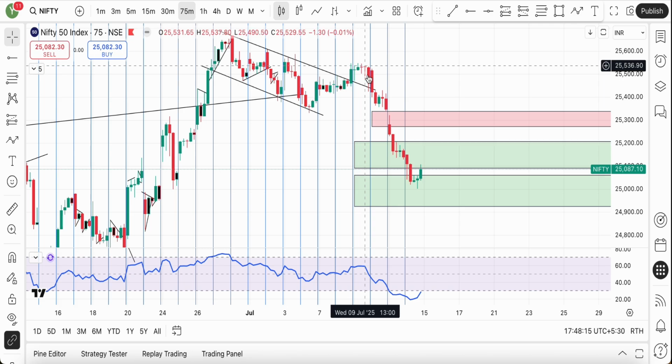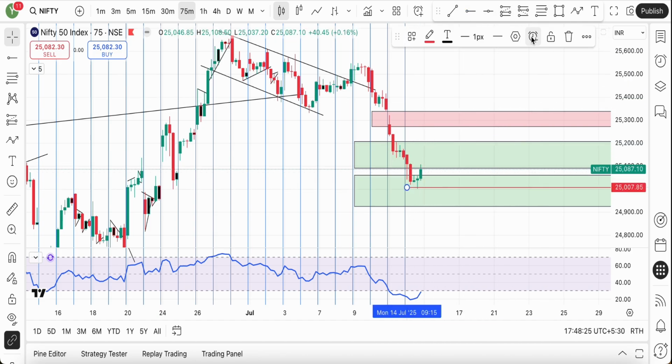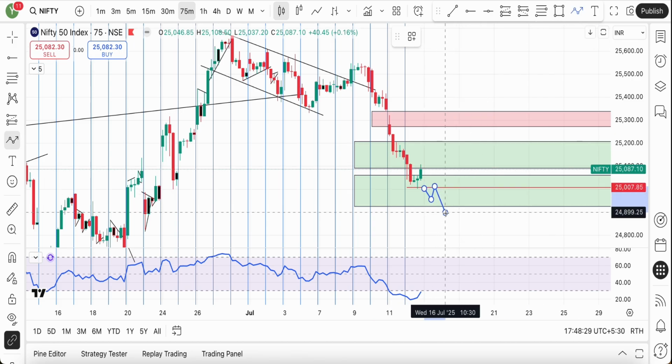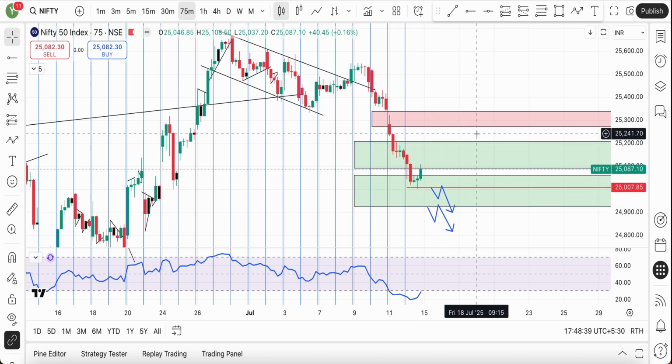Now try to understand, after this particular fall, the market is trying to move back up by forming a low around here. This low again becomes a high importance low for us. Anything below this, we are short. Below this particular low, we are definitely short. Don't get confused between these two trade plans.